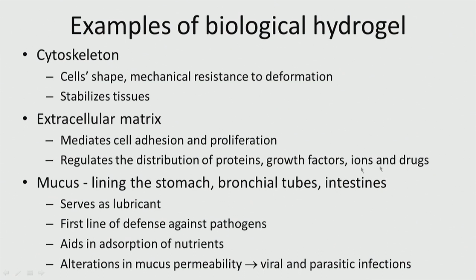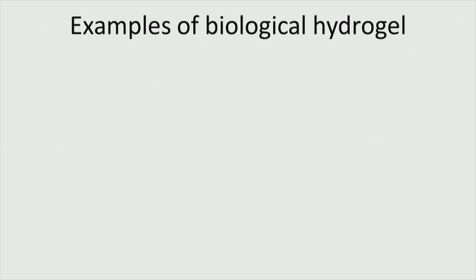Mucus, lining the stomach, bronchial tubes and intestine, also takes in water and can swell, and serves as a lubricant. It is the first line of defense against pathogens, aids in adsorption of nutrients, and alters mucus permeability in viral and parasitic infection. So, these are all biological hydrogels: mucus, extracellular matrix, cytoskeleton and so on.